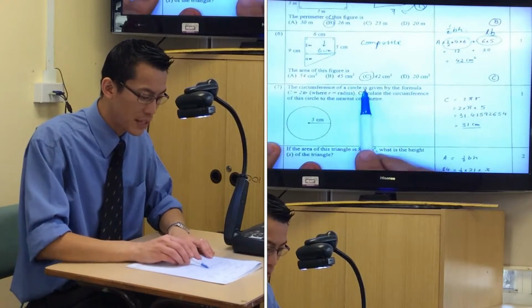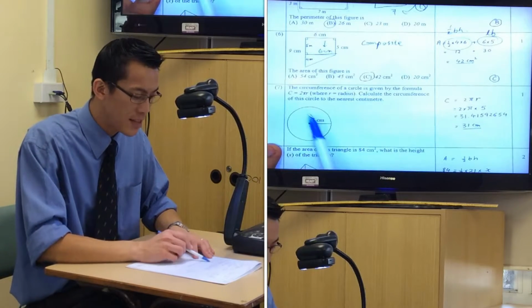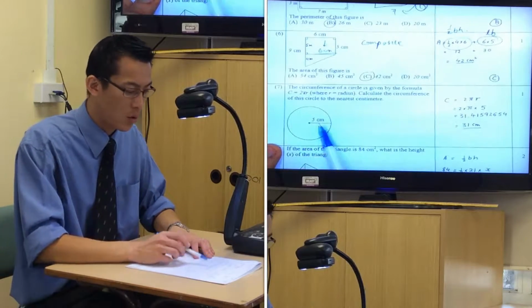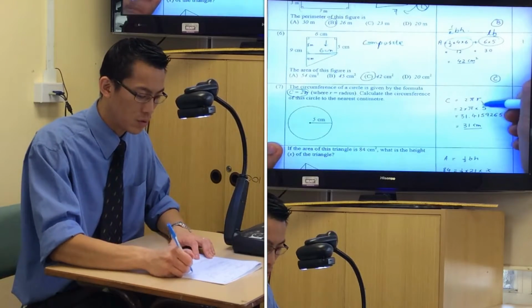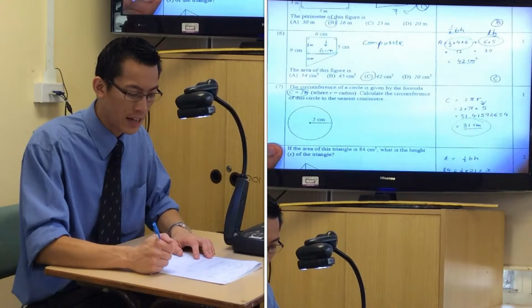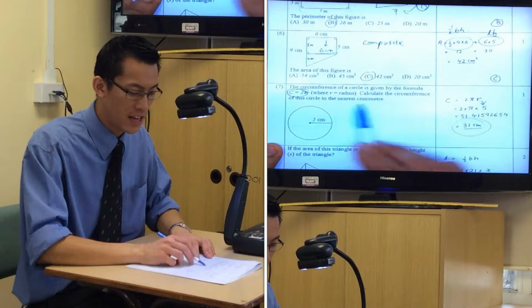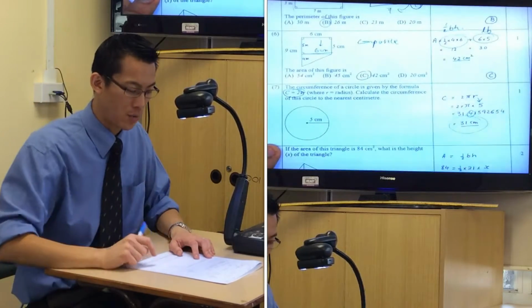The circumference of a circle is given by this formula. That's nice that they handed it to you. Calculate the circumference of this circle to the nearest centimeter. So all you had to do was take that formula and stick in r equals 5. So you can see that. It was just one mark. You could just do it on your calculator, and they want it to the nearest centimeter. So the 0.4 rounds down. That's why you get 31.